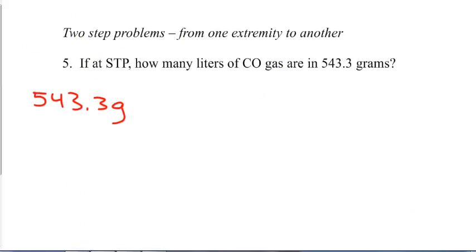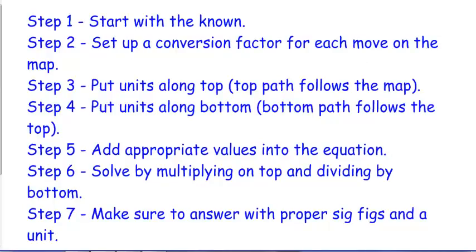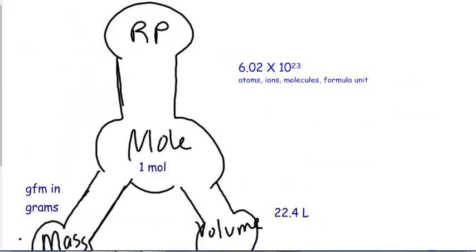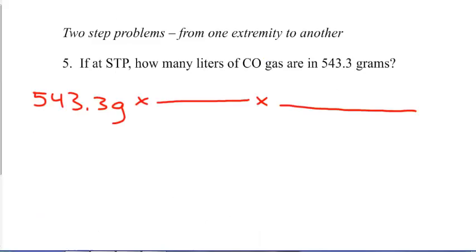Now some of the problems will be 2 steps. So if we started with mole or ended with mole, it was only 1 step. But now we're starting with grams, and the problem asks us to find liters. So if we look at our mole map, we can see grams is here, liters is over here. I have to go from gram to mole, then to liter. So this time I'm going to need 2 conversion factors.